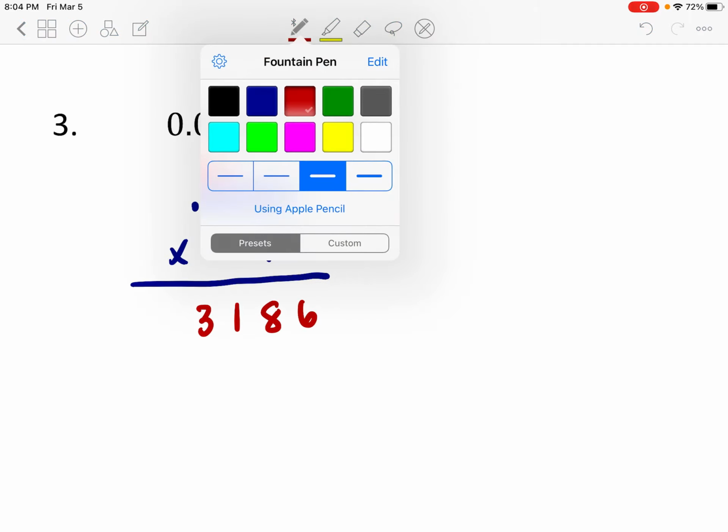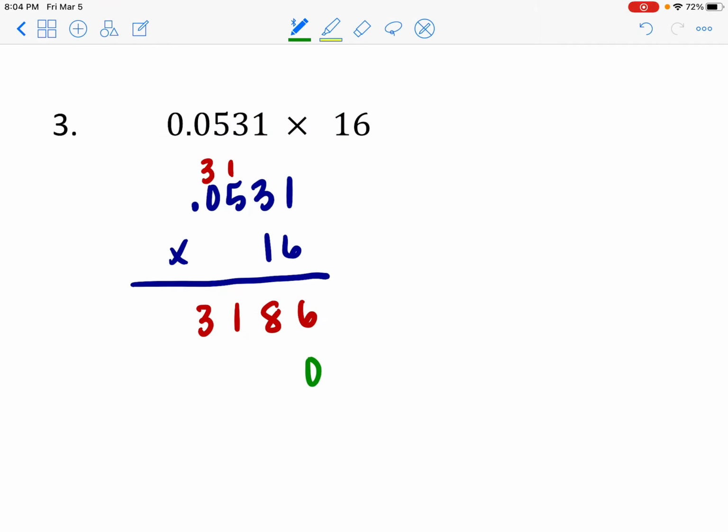Now we have a placeholder. And go to the next row.